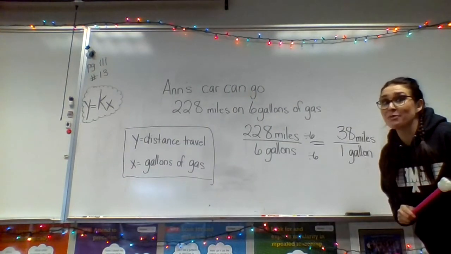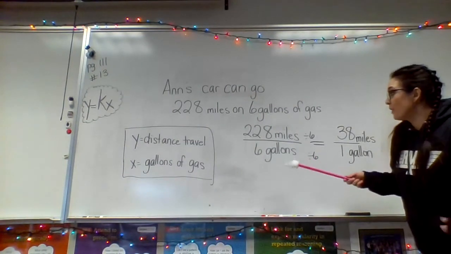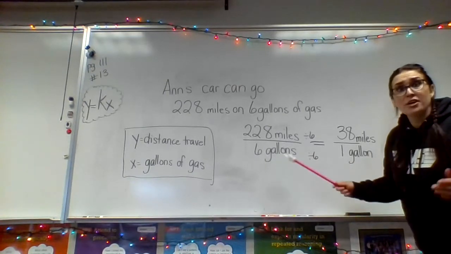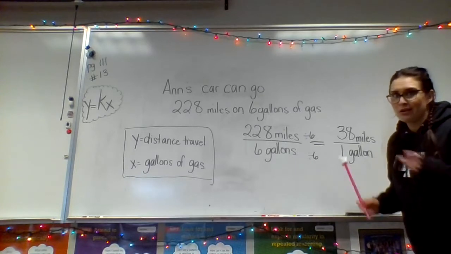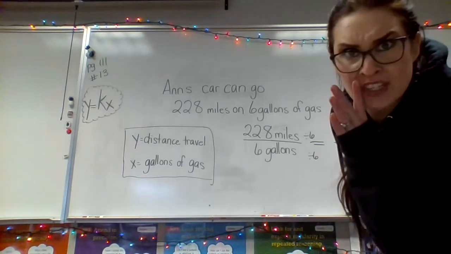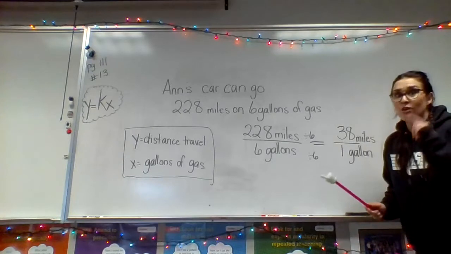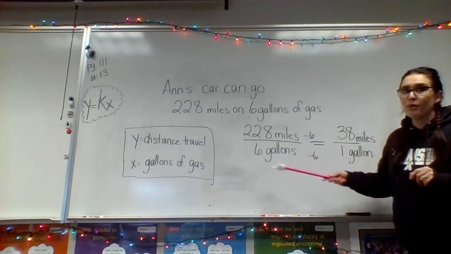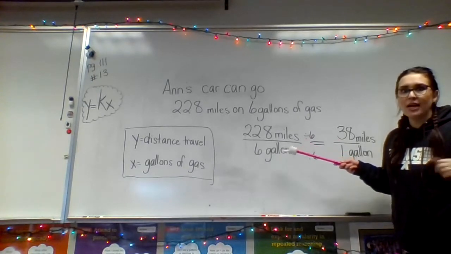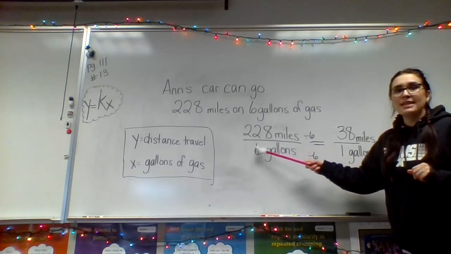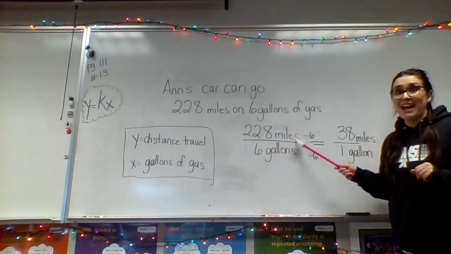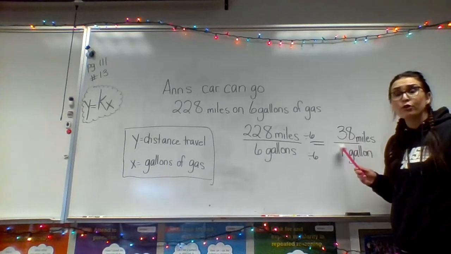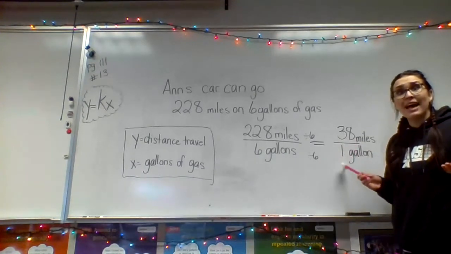All right, so here's how we found the unit rate. We started with 6 gallons of gas, but I want to see how much I get for just 1 gallon. So in order to get from 6 to 1, remember, multiplication and division only, my friends, I needed to do 6 divided by 6, which gave me 1 gallon. Remember, whatever you do to the bottom, you've gotta do to the top as well. So now I'm going to take 228 miles and divide that by 6, and that will tell me that on 1 gallon of gas, you can go 38 miles.